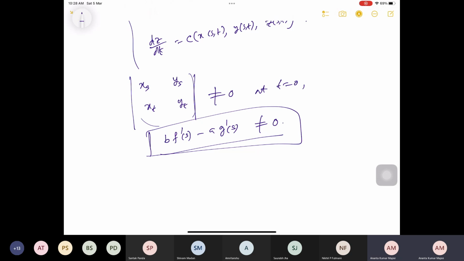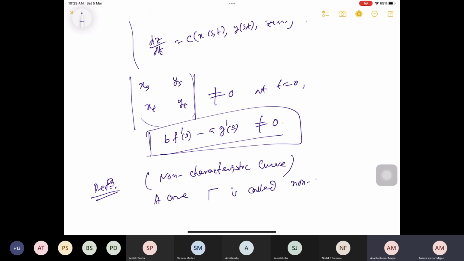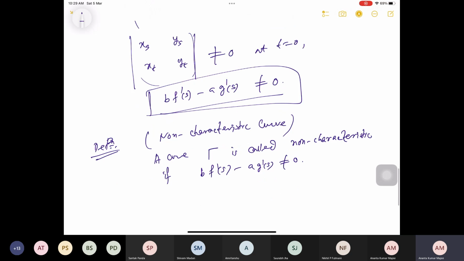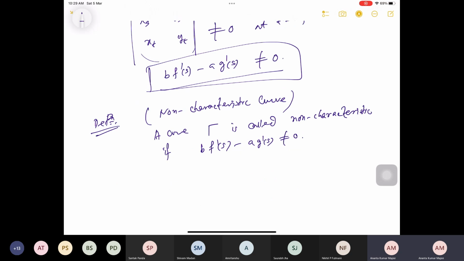Okay, so this condition has a special name: the non-characteristic curve. As a definition, a curve gamma is called non-characteristic if b f'(s) minus a g'(s) is not equal to 0. Is it not? So what do we mean by this actually?